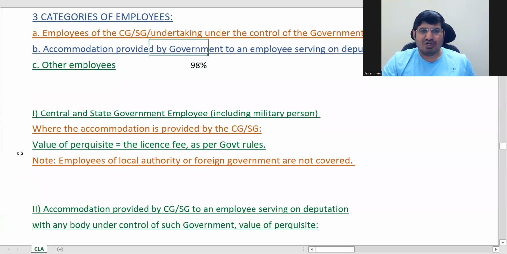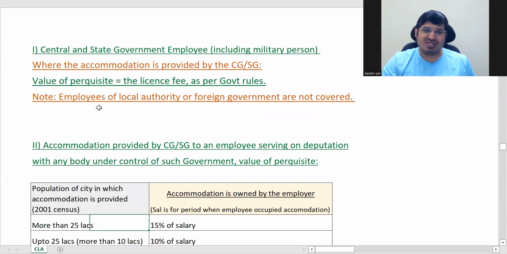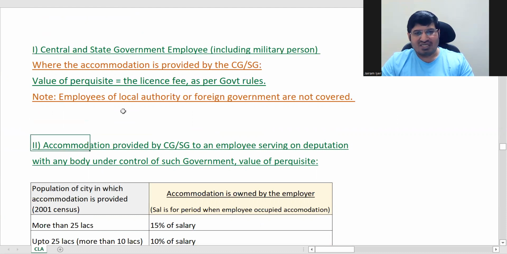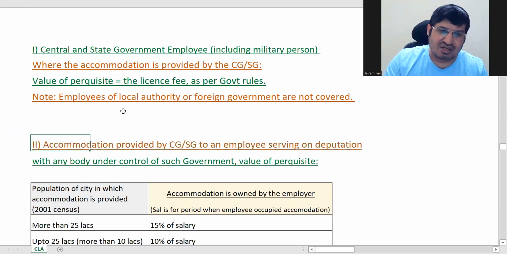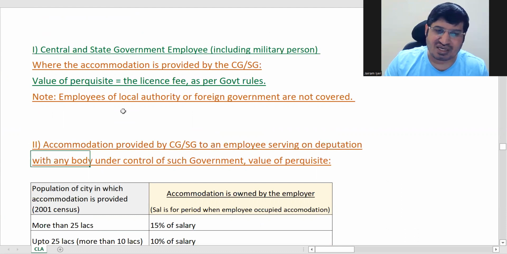Second one is the deputation one. Let's see. What you have to do in the first one, just take the license. Okay, second one, accommodation provided by CGSG to an employee serving on deputation with any body under the control of such government.